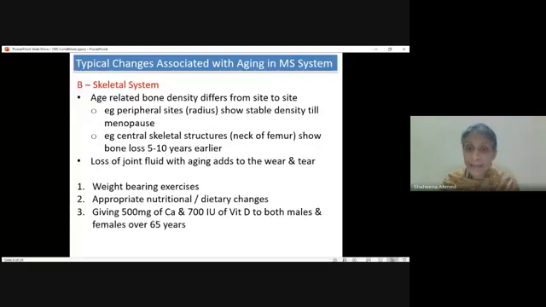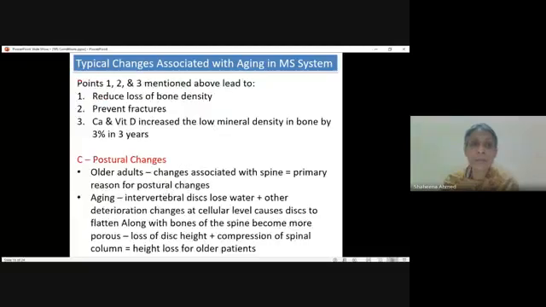Now, weight bearing exercises, good nutrition, a good diet, and intake of calcium and vitamin D both in males and females, these things make a lot of difference. What if a person starts doing these things? What will happen? The advantages that he will have: the bone density which was rapidly decreasing, that rapid loss will reduce, even it might stop.